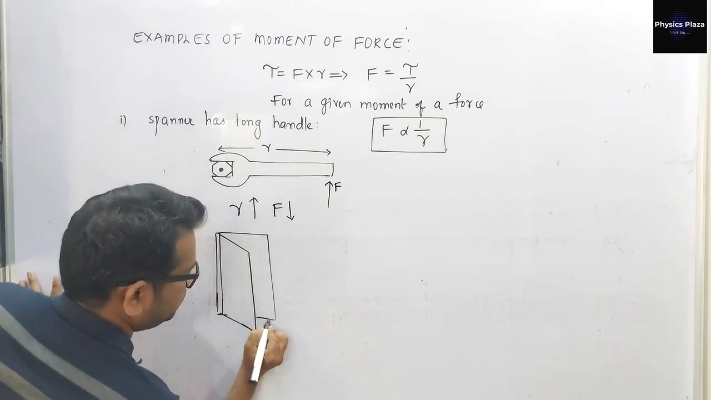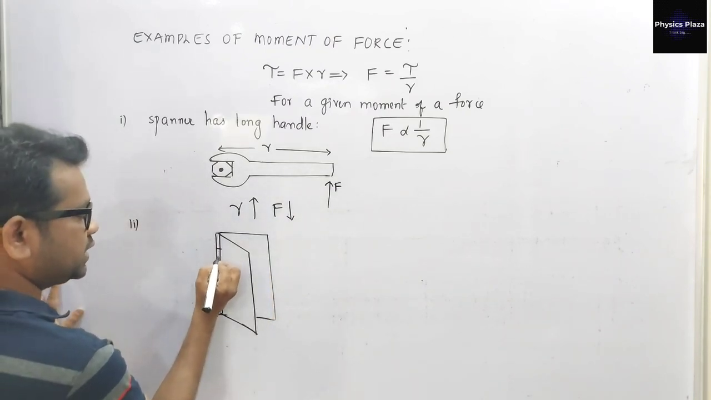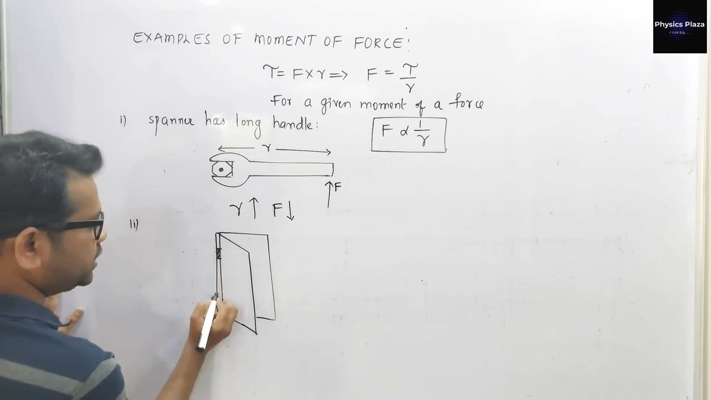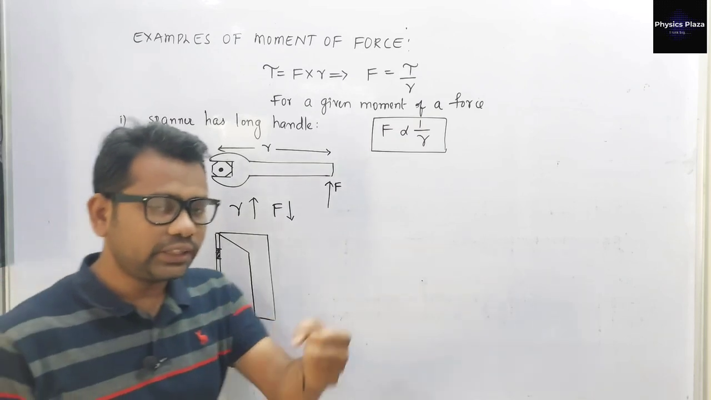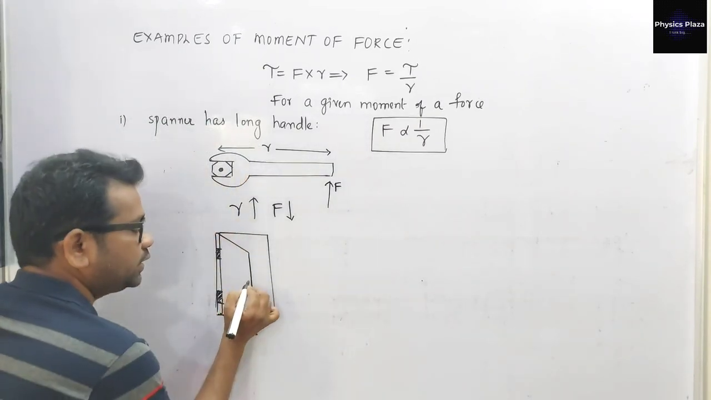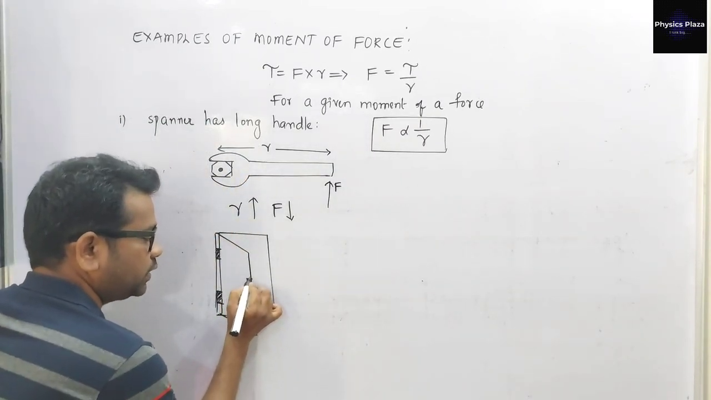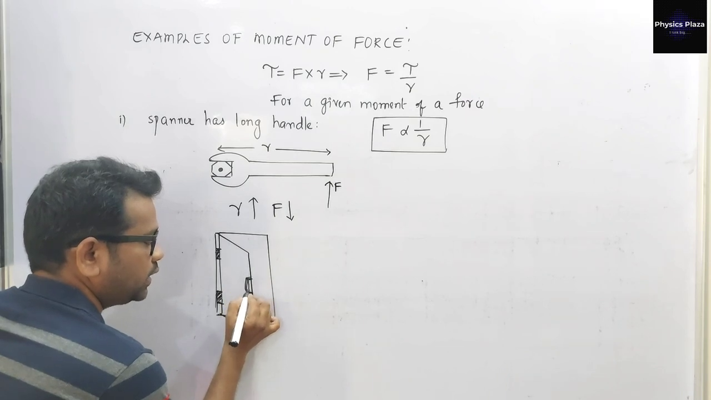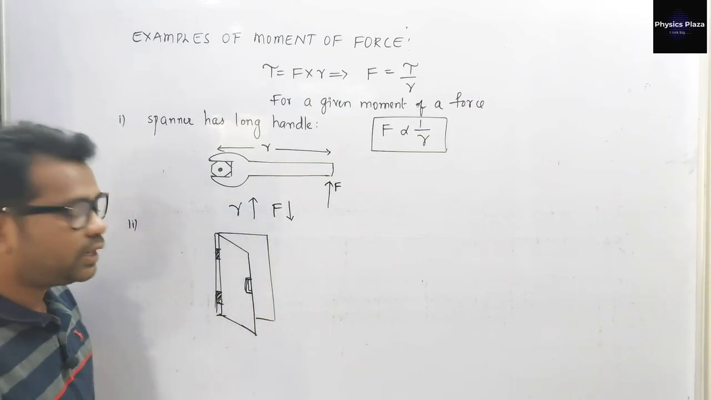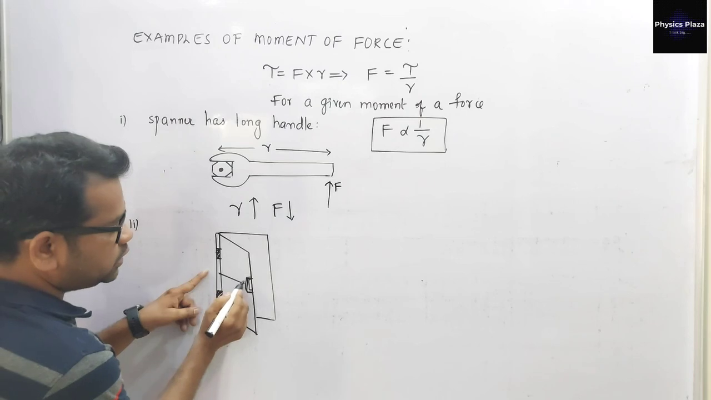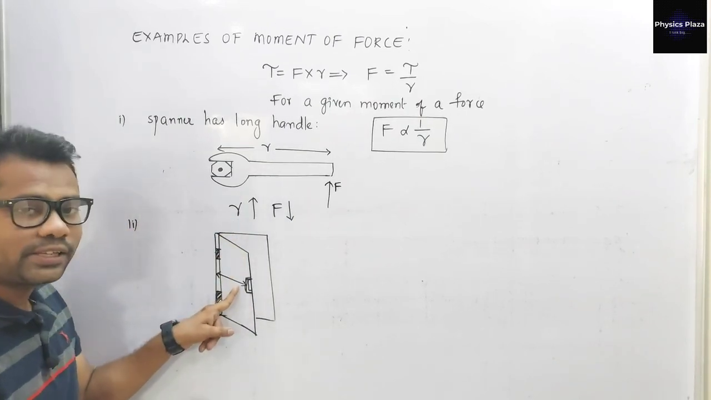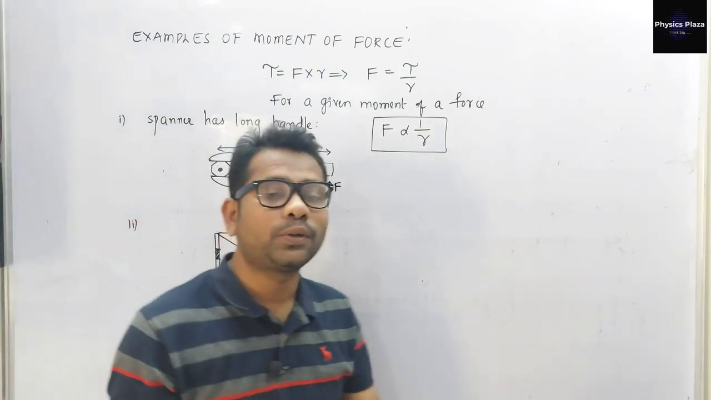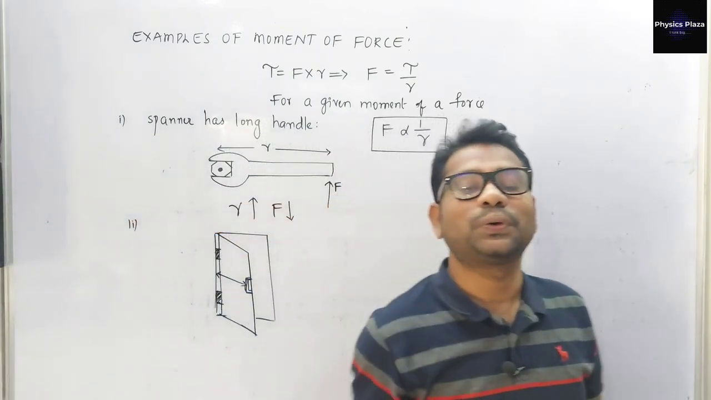Let us take hinges. Children, look at your door. Where is the handle provided? At the end of the door only. Why, children? At the end means the perpendicular distance will be increased. As the perpendicular distance is increased, you can open or close the door by applying less force only.